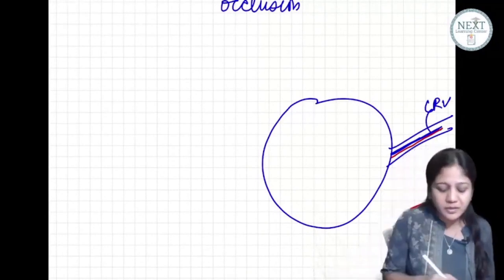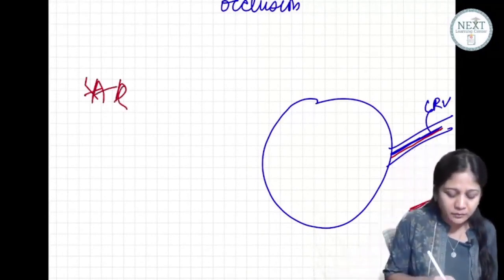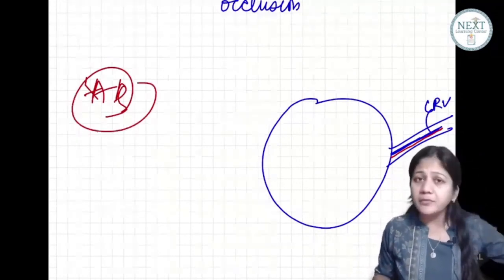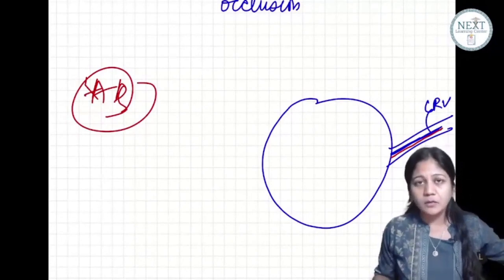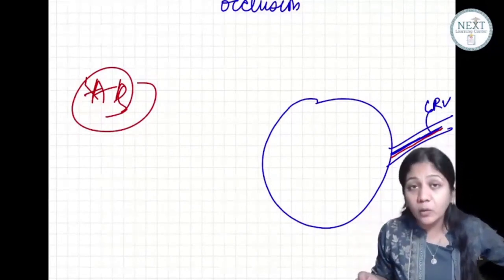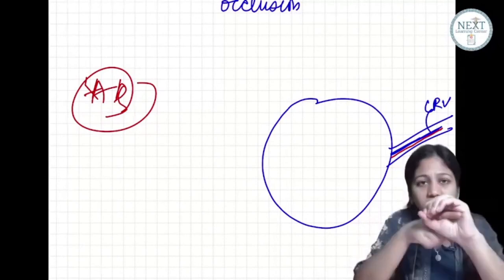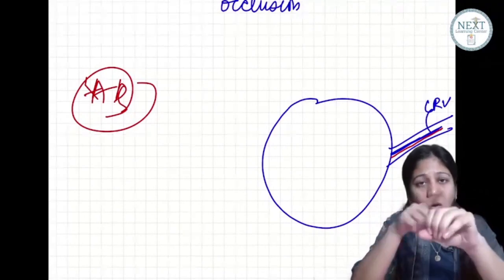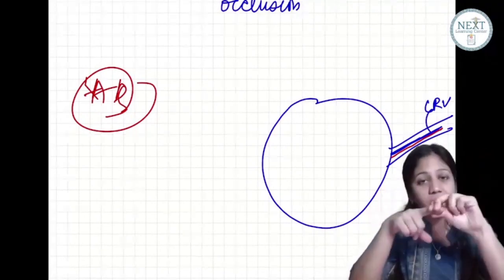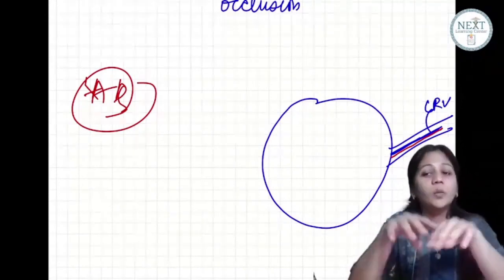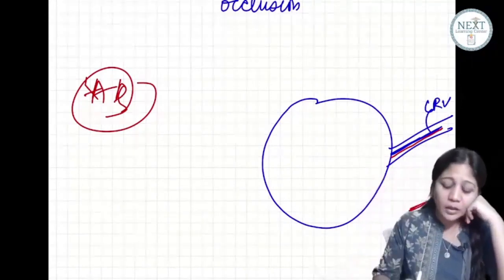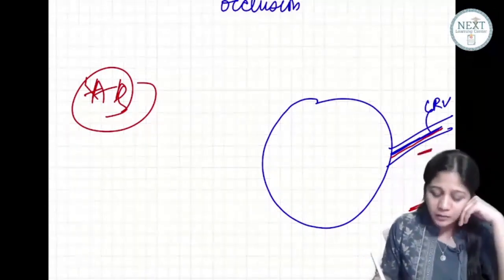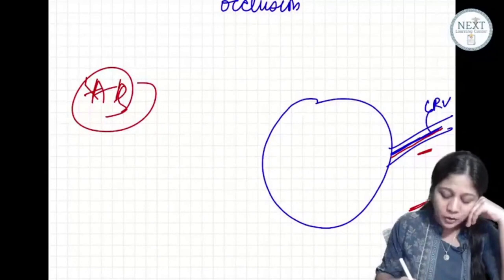So, suppose if there is atherosclerosis in the patient, what will happen to the central retinal artery? The wall will get thickened, will get sclerosed, yes or no? So it is going to compress the central retinal vein because ये एक sheath के अंदर है. So central retinal artery will compress the central retinal vein, yes or no? Yes.